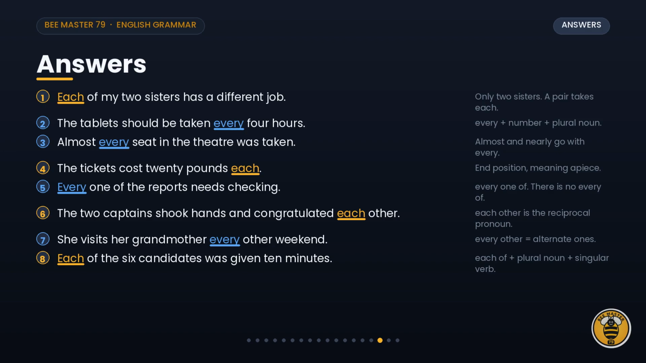Number 6 is each, the reciprocal pronoun, each other. Number 7 is every, meaning alternate weekends. And number 8 is each, followed by of, a plural noun, and a singular verb was given. Count them up. How many did you get? Tell me in the comments.